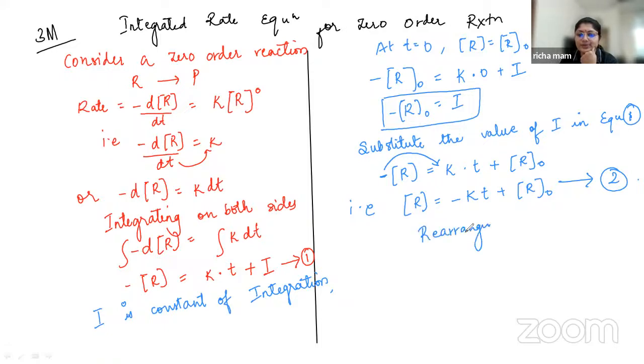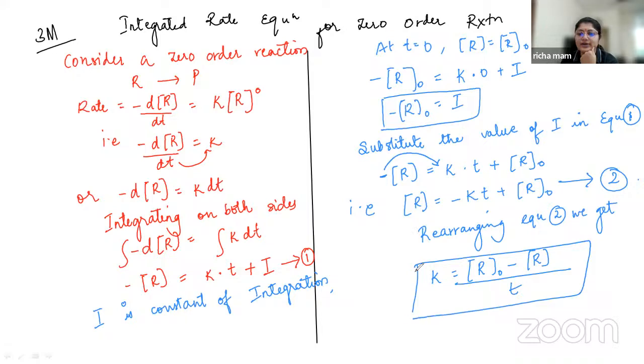Let us rearrange equation 2. Rearranging equation 2, we get K is equal to (R naught minus R) by T. So we have to find the rate constant of zero order, right? So this is the expression for K for zero order reaction. Up to here you will get 1 mark. Up to this equation you will get 1 mark. Up to here you will get 2 marks, and up to here you will get the 3 marks.